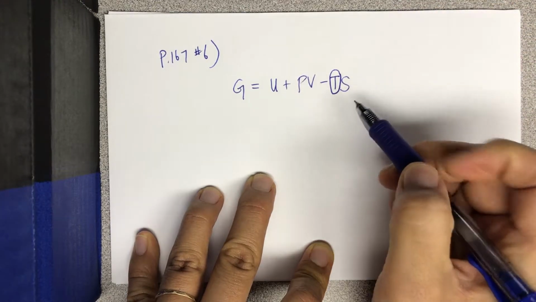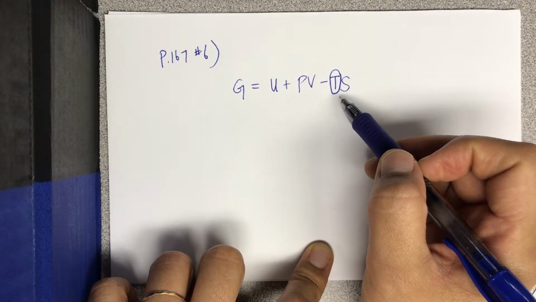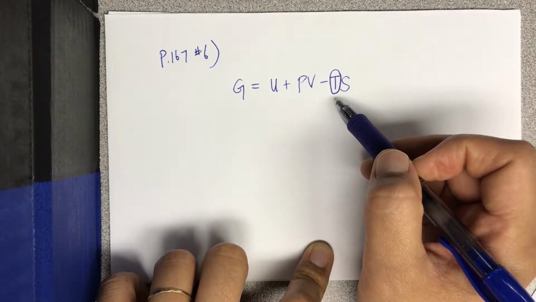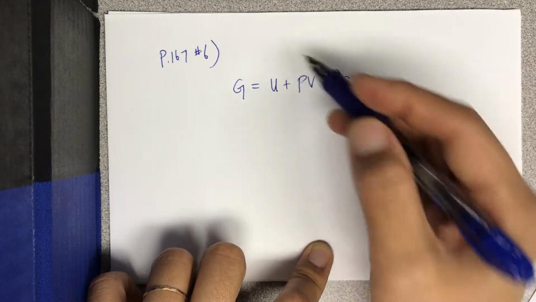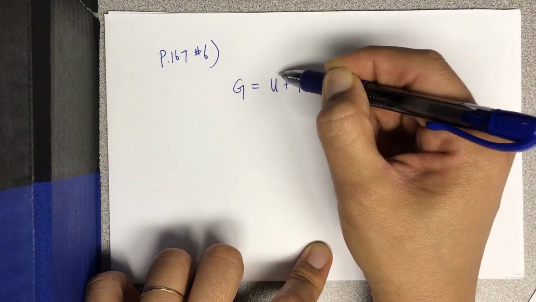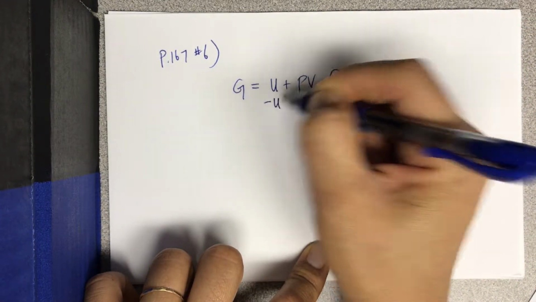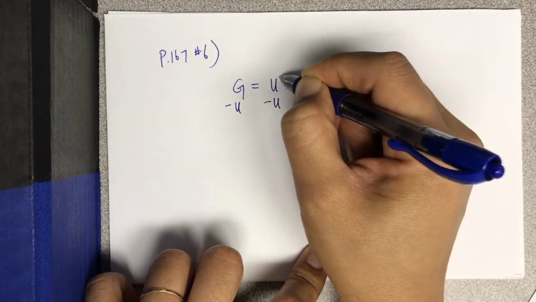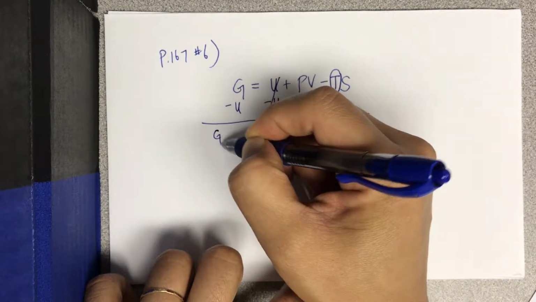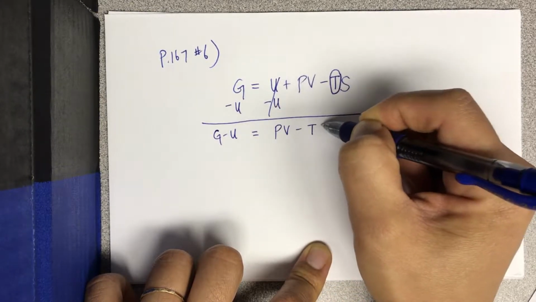So what do we do? We just need to treat this like a regular Algebra 1 question, and we're going to isolate the T as best as we can. Let's start off by individually moving each one of these, because this is considered a number and this is considered a number. Okay, so let's take out the U first. We're going to minus the U on both parts. It's going to be G minus U equals positive PV minus TS.